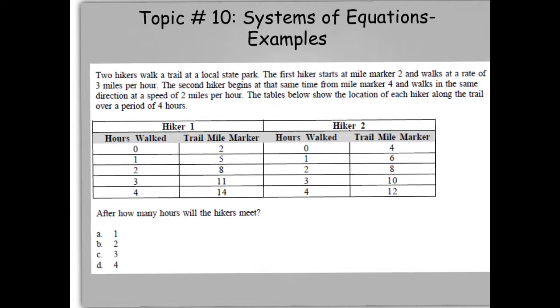Well, you have to look at the chart and find where they have the same time, hours, and miles, place: same time, same place. And if you look at it right here, 2 hours walked 8 miles, 2 hours walked 8 miles, they would be in the same place at the same time. How many hours will the hikers meet? The answer is B, 2.